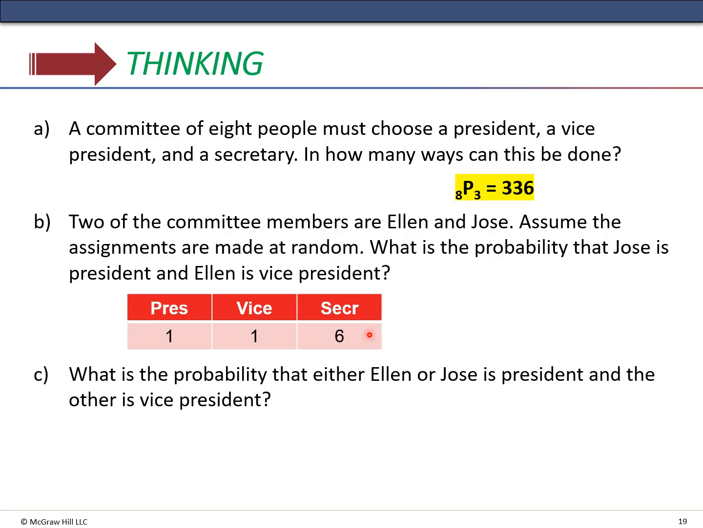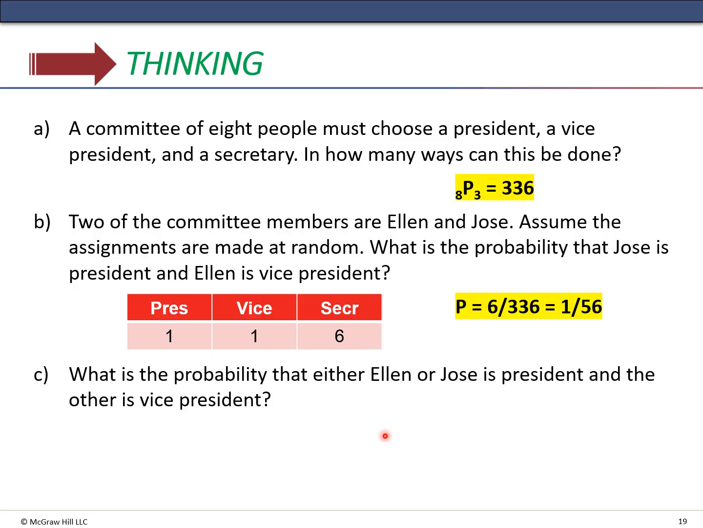There's 6 ways now to pick the secretary because there are 6 people left. So this is the probability of 6 things taken from our sample space of 336, and so we get a probability of 1 over 56. To me, probabilities and counting can be really helped in our thinking with the hangman, but you have to know the difference between when it works and when it doesn't work.